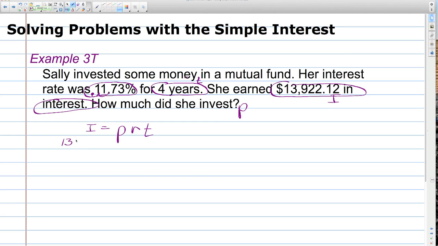In for the interest, we put $13,922.12 equal to the principal, which we're solving for, times the interest rate, expressed as a decimal number, and multiplied by the time. What I'm going to do right now is multiply 4 times this decimal, 0.1173, and that's going to give 0.4692. I'm going to put the P on the right-hand side now, and that gives me a pretty simple equation that I need to solve.